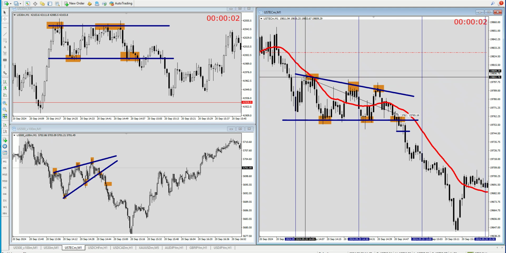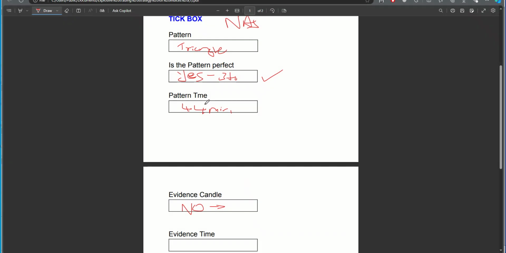Let's take it from the first touch. It took 45 minutes. Okay, a pattern that can take 40 or 30 minutes is fine. This one took roughly 45 minutes to build. This one took 45 minutes.